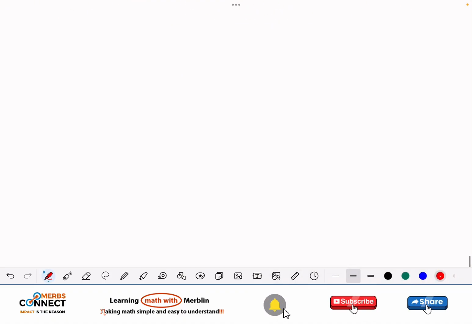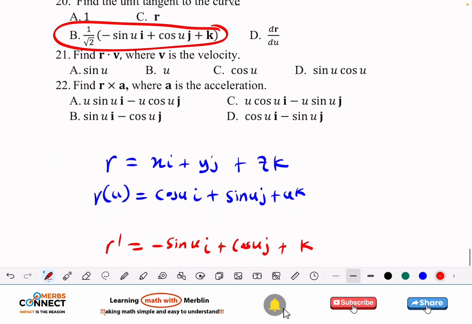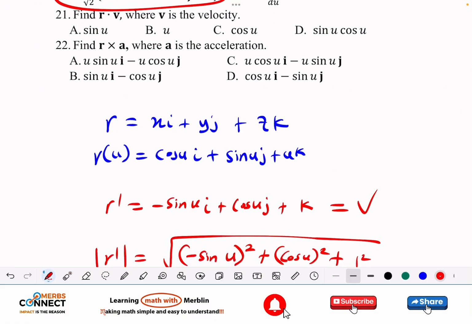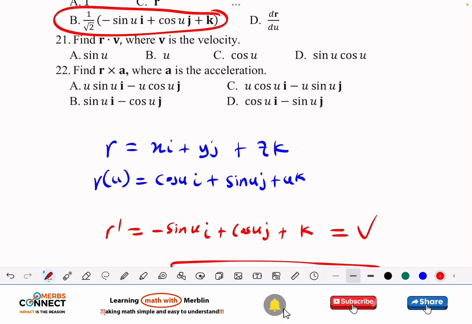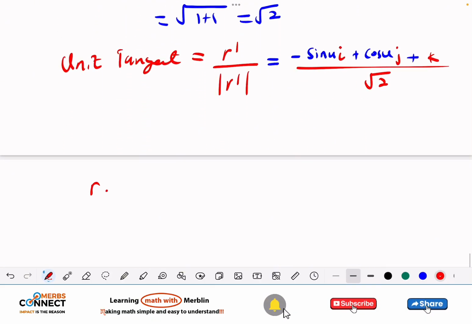Now the next question is we want to find r dot v. So we have r here, and don't forget v is the velocity. Since we have the velocity here, we need to multiply it by r. But don't forget, velocity is the same as r prime. So this r prime here is v. When you differentiate the parametric equation or the position vector for the first time, you get velocity. So let's look for r dot v, which is the same as r dot r prime.